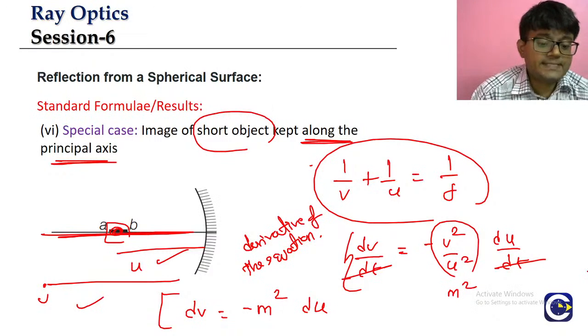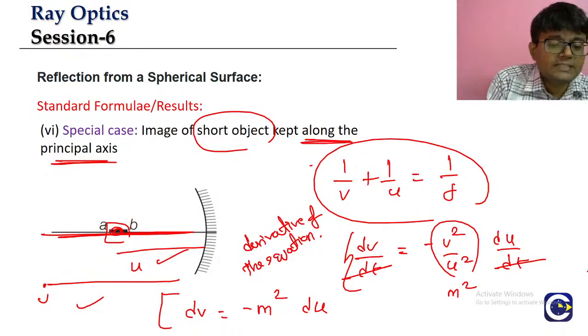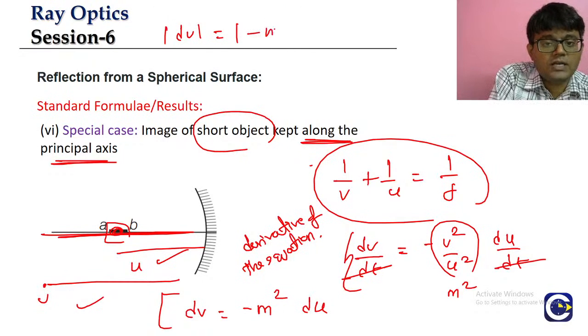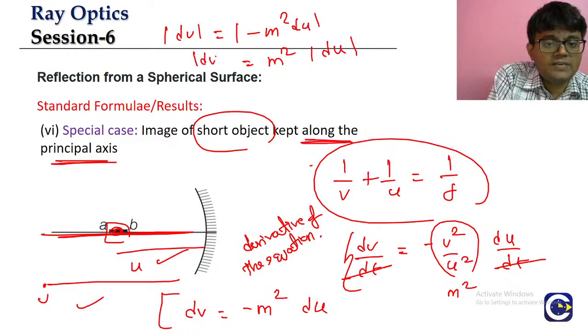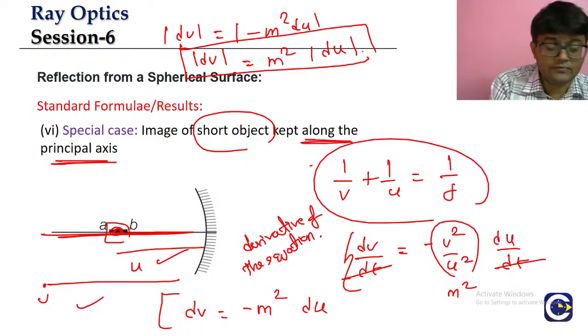Now look at this, guys. If you take modulus on both sides, imagine what you will have. Modulus of dv is equal to the modulus of minus m square into du. Modulus means the minus will not be there. So modulus of dv is equal to m square into modulus of du.